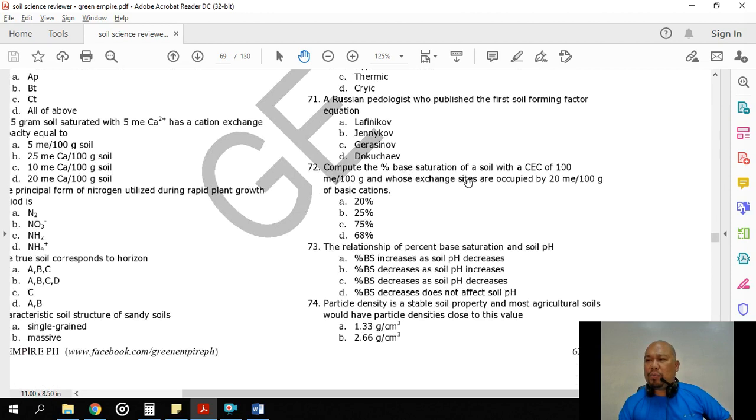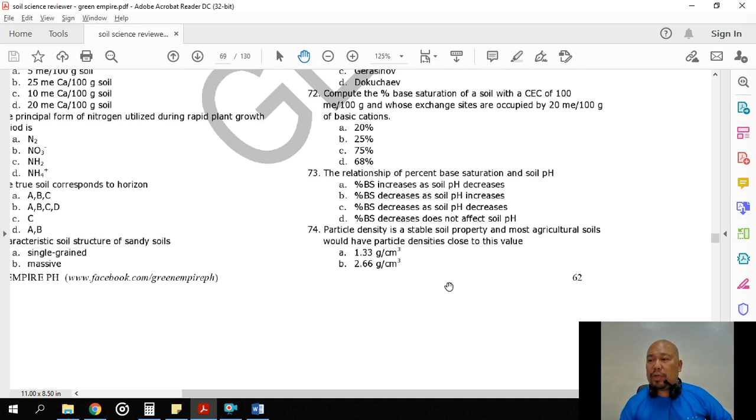Okay, compute the percent base saturation with a cation exchange capacity of 100. This was already given by Ma'am Rene Jane. Relationship of percent base saturation and soil pH, that's Ma'am Rene Jane's as well.